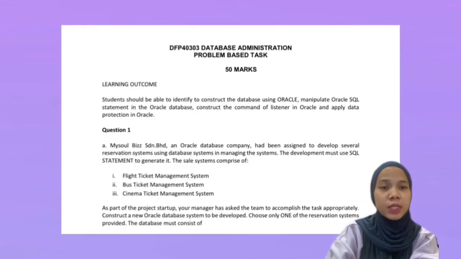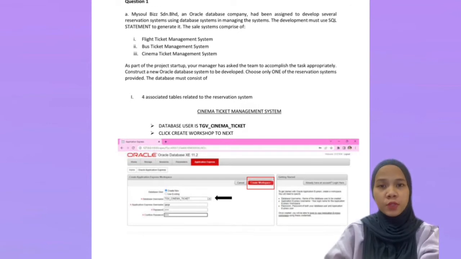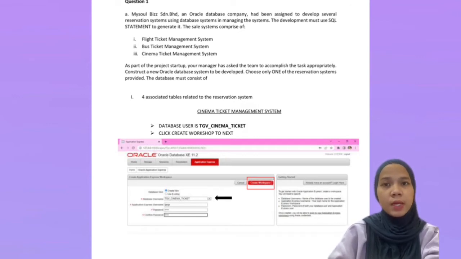13DDT20F2018. Today, me and my friend want to present our problem-based task for the subject Database. At question 1, we have to pick one of the titles. We chose the title Cinema Ticket Management System. The first question has 4 tables related to the selected title: customer, ticket, payment, and staff.